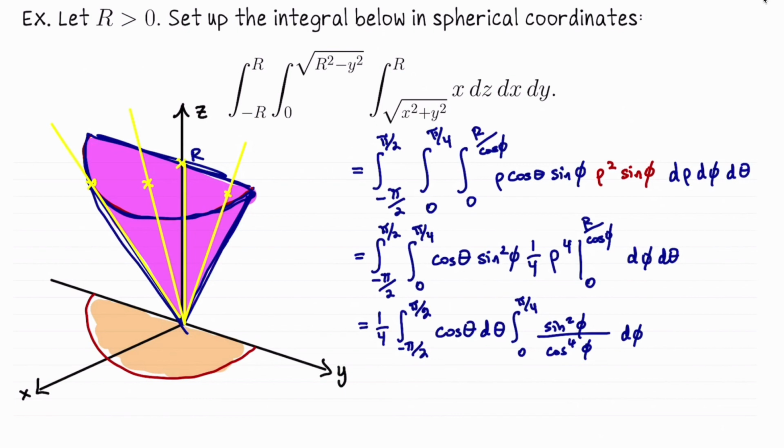Okay. Oh, wait a second. I've lost my r dependence. Oh, we were supposed to have r to the 4th. So let me put that in front here. Okay, so the r to the 4th I've pulled out with the 1/4.